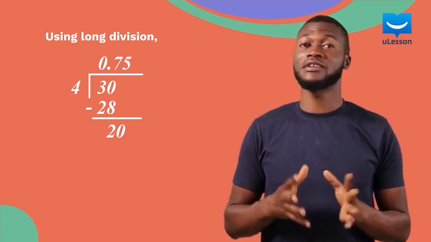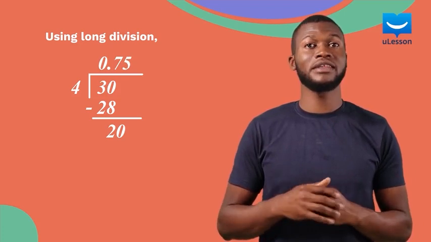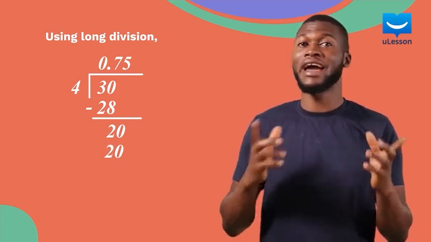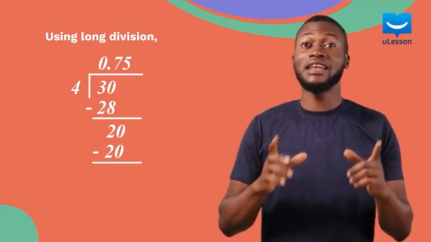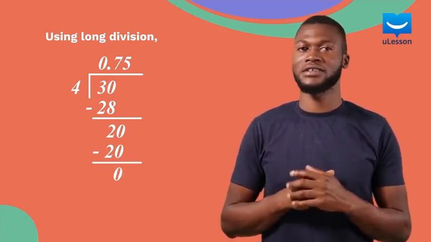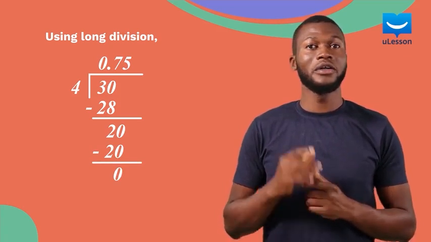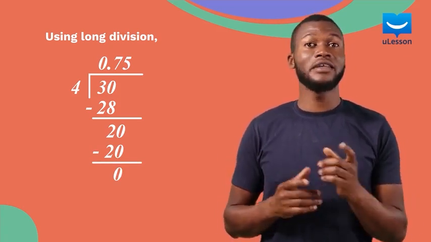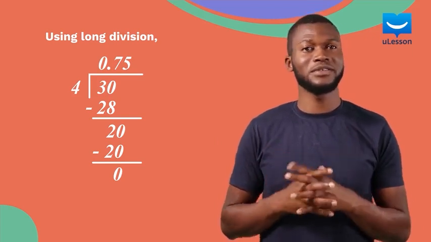5 times 4 gives us 20. We write this 20 under the 20 we had before and subtract. That leaves no remainder. Hence, we terminate the process. Therefore, 3 over 4 is the same as 0.75. This is how we convert fractions to decimals.